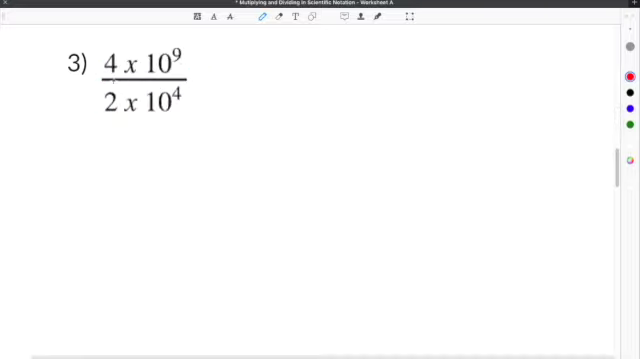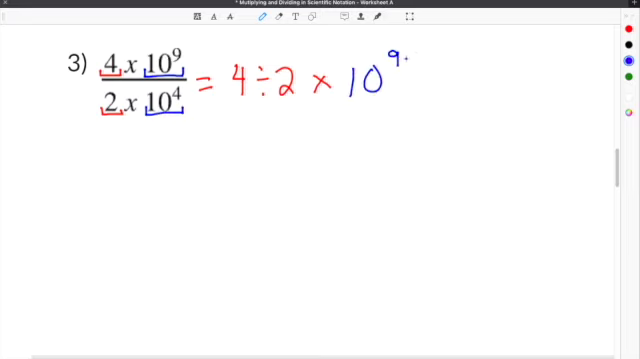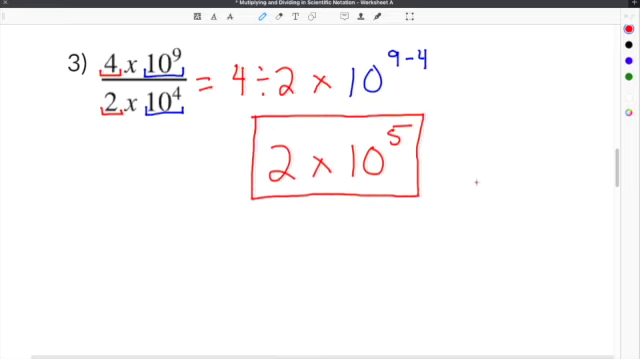So our solution to this problem will be 2 times 10 to the second power. The next problem is number 3. It gives us 4 times 10 to the 9th divided by 2 times 10 to the 4th. Once again, when you divide in scientific notation, you're going to take your coefficients and divide them. So we're going to do 4 divided by 2 times our power of 10, which will be 10 to the 9th divided by 10 to the 4th, or just 9 minus 4, because we're dividing, so we're subtracting the exponents. 4 divided by 2 is 2, and then 9 minus 4 is 5. So our solution is 2 times 10 to the 5th power.